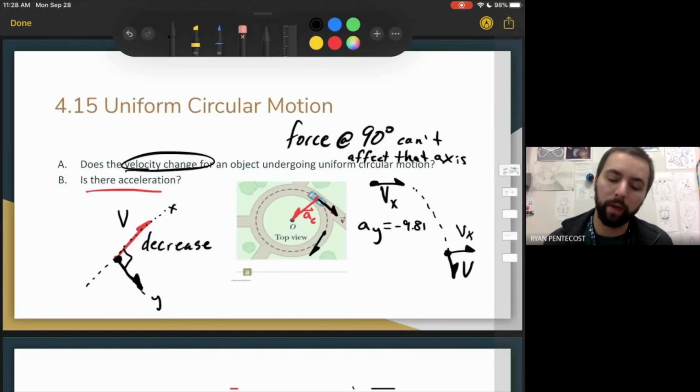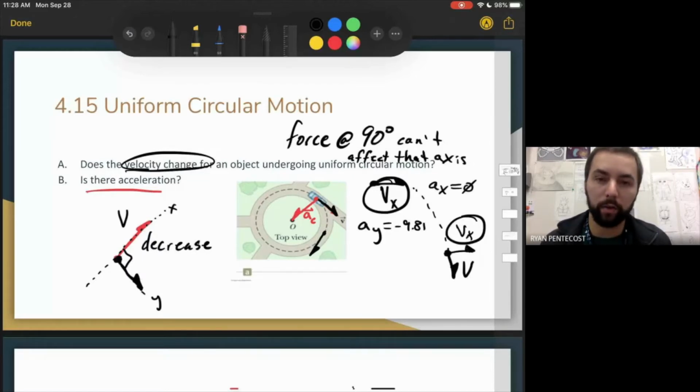Just like we have over here, Vx is Vx at the beginning and the end of a type 1 projectile because acceleration in the x is 0. There's nothing to change it. Same here. There is no acceleration in the x direction, or in this case, if it's a circle, that would be the tangential direction, right? A tangent is a vector that only touches at one point. So if we have a tangential velocity, but a radial, meaning it's along the radius at 90 degrees, it can affect the direction, but it can't affect the magnitude because they don't have that axis in common.